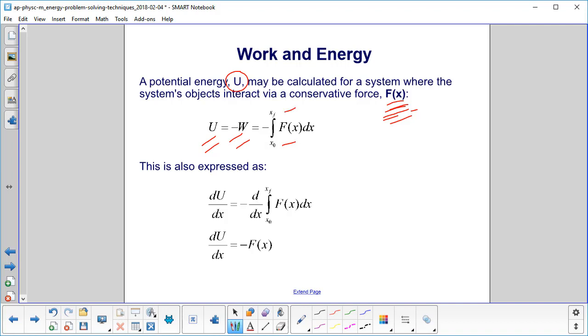What if you were to take the derivative of both sides of that equation? So where you have U is equal to minus the integral of f of x dx. Well, you have dU/dx, then you have your derivative of the integral, and mathematically, a derivative cancels out the integral. It's not the most rigorous way to say it, but it works. So we have this very valuable equation. The derivative of the potential energy is equal to minus the force.